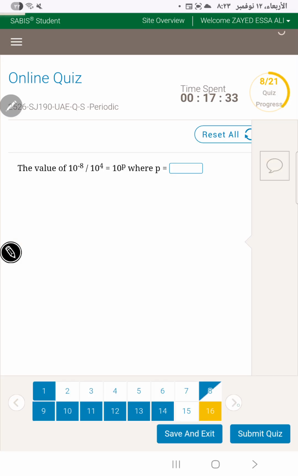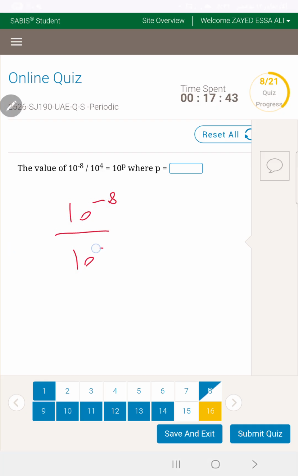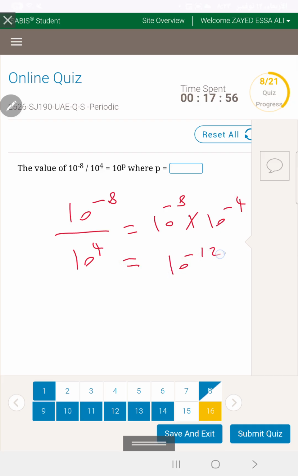Question number 16. 10 to the power of negative 4 divided by 10 to the power of 4. So take the denominator up. You get 10 to the power of negative 8 times 10 to the power of negative 4. And that will be 10 to the power of negative 12. So here you have negative 12.